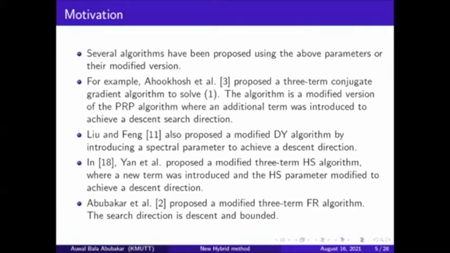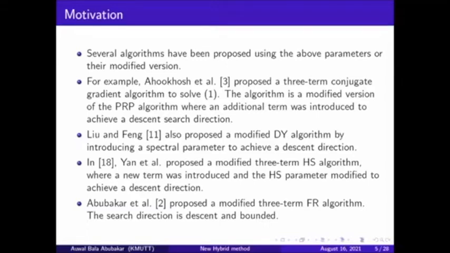Similarly, Liu and Feng modified the Dai-Yuan algorithm and introduced a spectral parameter to achieve the descent direction. Similarly, Yan et al. proposed a modified Hestenes-Stiefel HS algorithm. He added a new term also to achieve the descent direction.